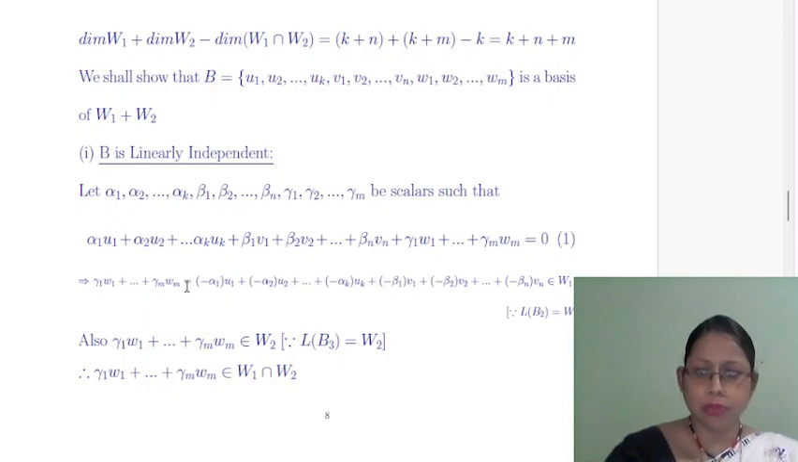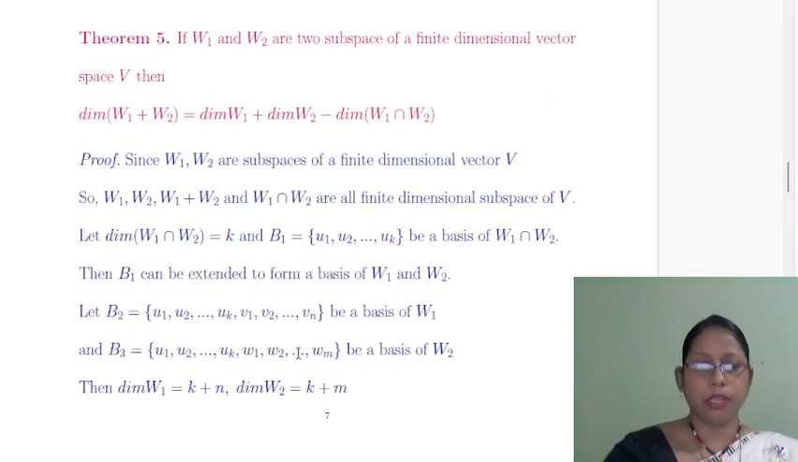As this element belongs to W1, and these elements also belong to W2, therefore this element belongs to their intersection. That is, gamma 1 w1 plus dot dot dot gamma m wm belongs to W1 intersection W2. And B1, equal to u1, u2, dot dot dot uk, is the basis of W1 intersection W2.